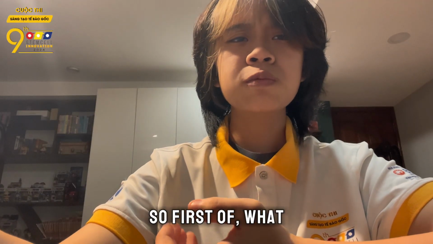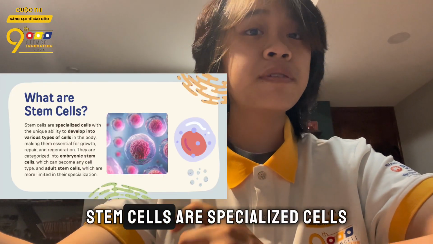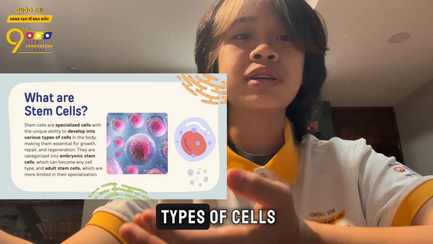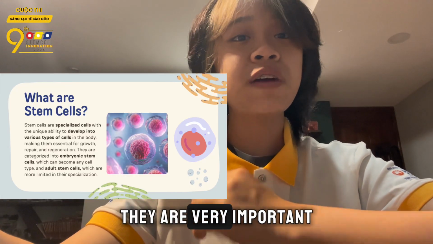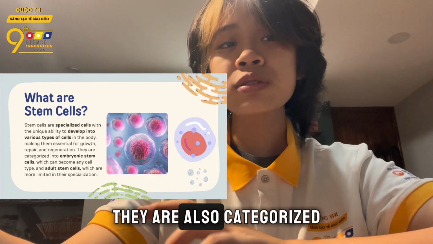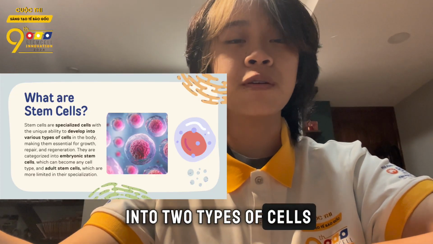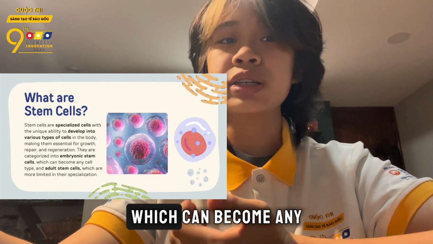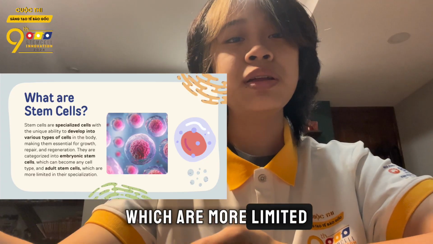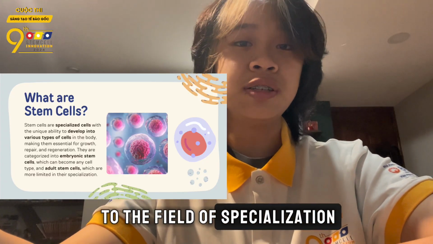First off, what are stem cells? Stem cells are specialized cells with the unique ability to develop into various types of cells in the body. They are very important for growth, repair, and regeneration. They are also categorized into two types of cells: embryonic stem cells, which can become any cell type, and adult stem cells, which are more limited to their field of specialization.